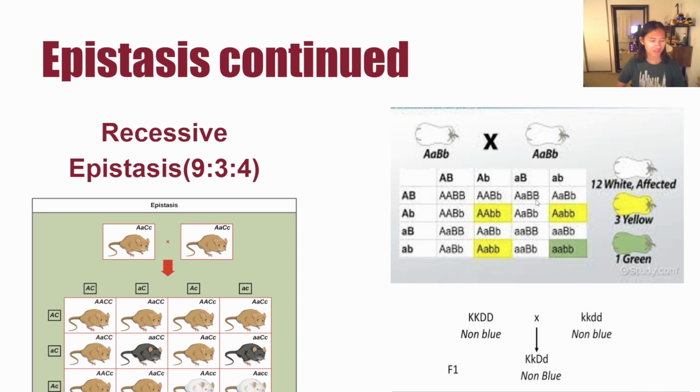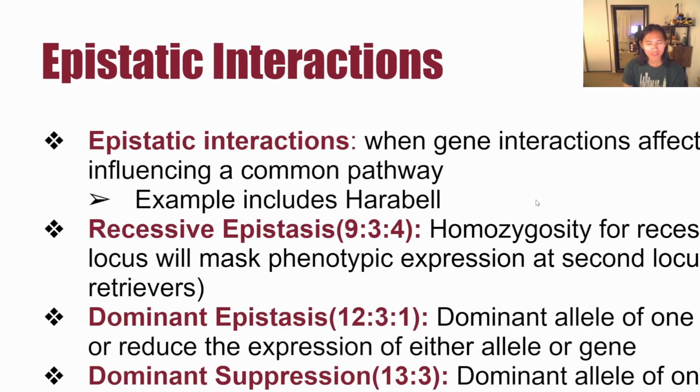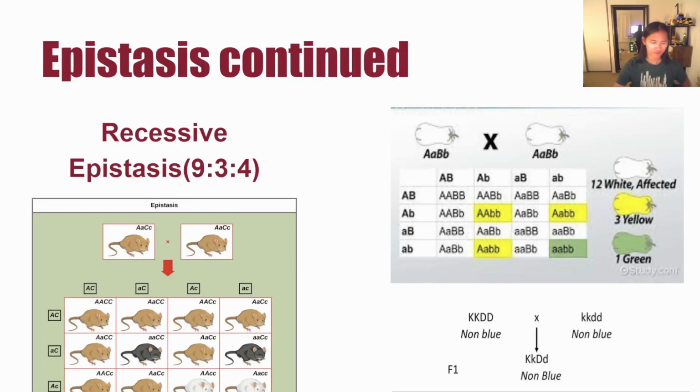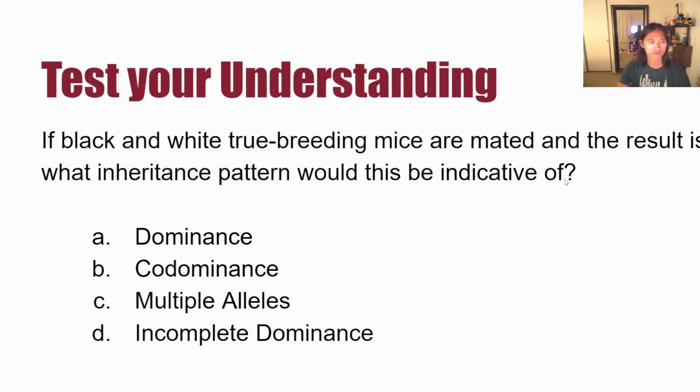Let's move on to dominant suppression. A dominant allele of one gene suppresses the dominant allele of a second gene, and it produces a 13:3 ratio. Now, let's go ahead and test your understanding. The question is, if black and white true breeding mice are mated and the result is all gray offspring, what inheritance pattern would this be indicative of?